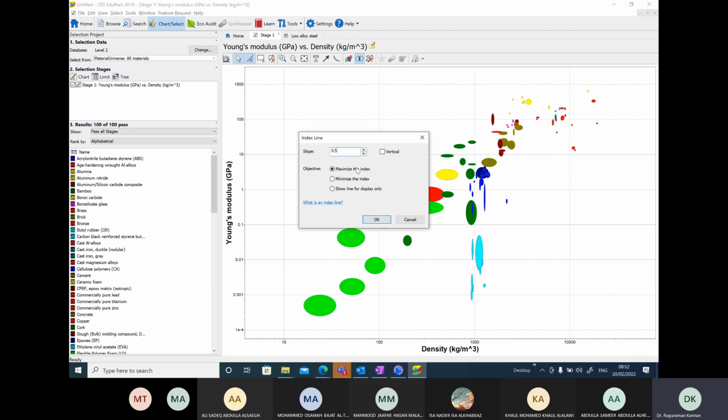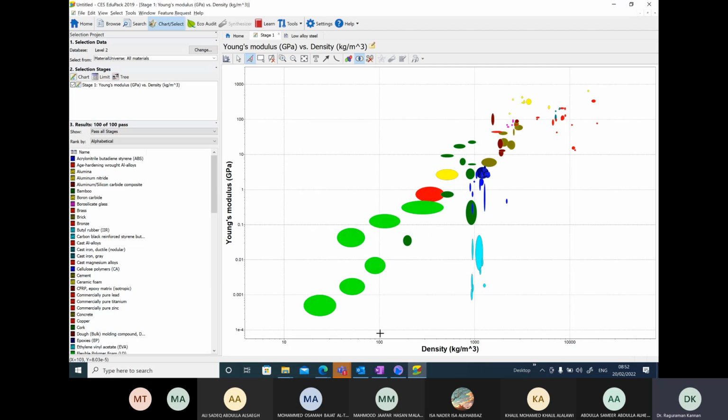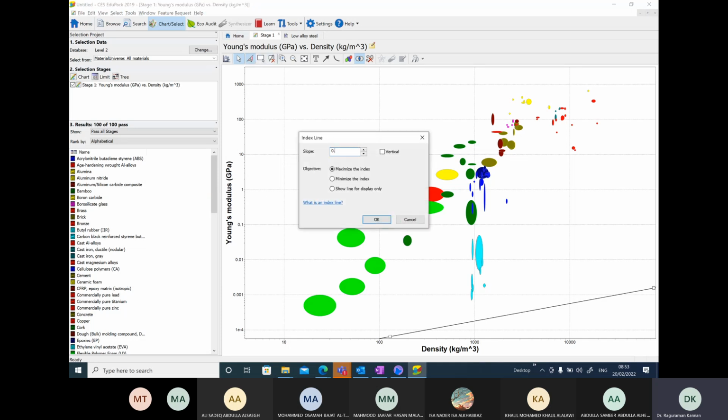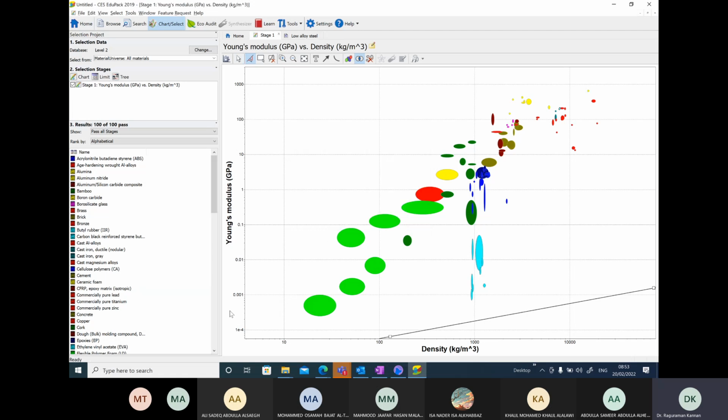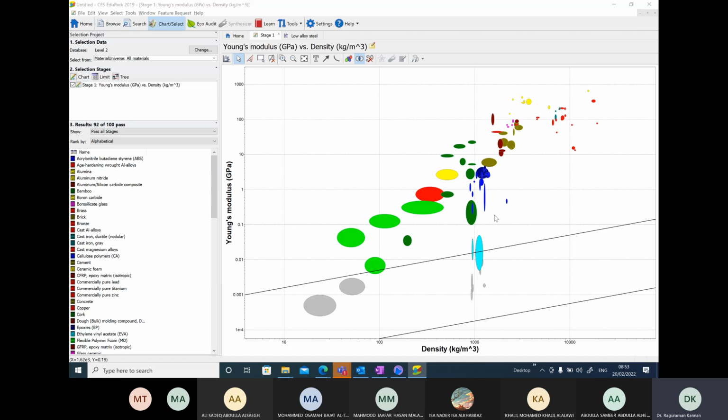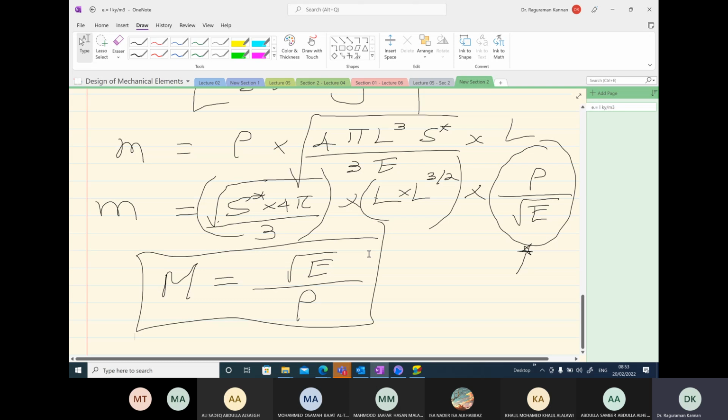And I want to maximize this quantity as well. Okay, so I will be able to draw these slopes. You can see here 0.5, maybe from this point, and I can draw lines of square root of E over rho. Okay, so by drawing these lines I will be able to figure out the same thing. So we have to maximize this index.